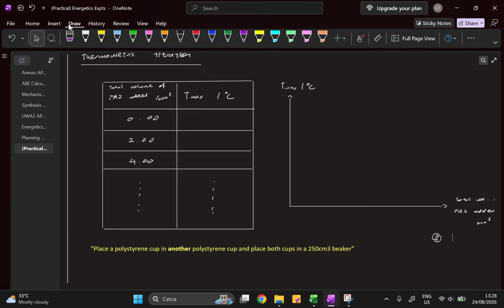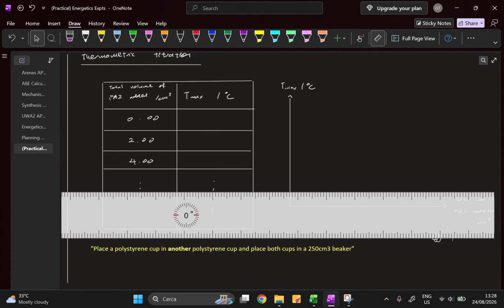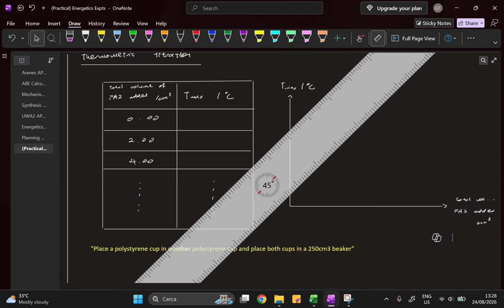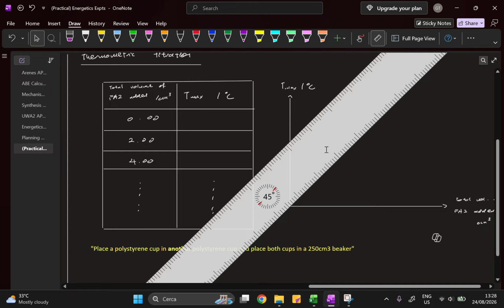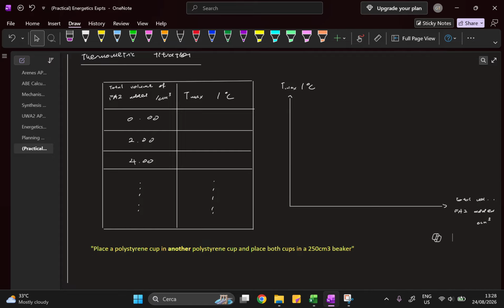But basically the table thankfully is very simple. You just have the total volume of FA2 added in one column, and then I hope you can see my cursor, I'm not sure. And then you have the maximum temperature reached. So the procedure, please take note of this when you're doing planning, is you record the maximum temperature reached. Which is to say that once again I will have two best fit lines. One before the neutralization point, where my temperature is supposed to increase. Actually, hang on, let me think about this.